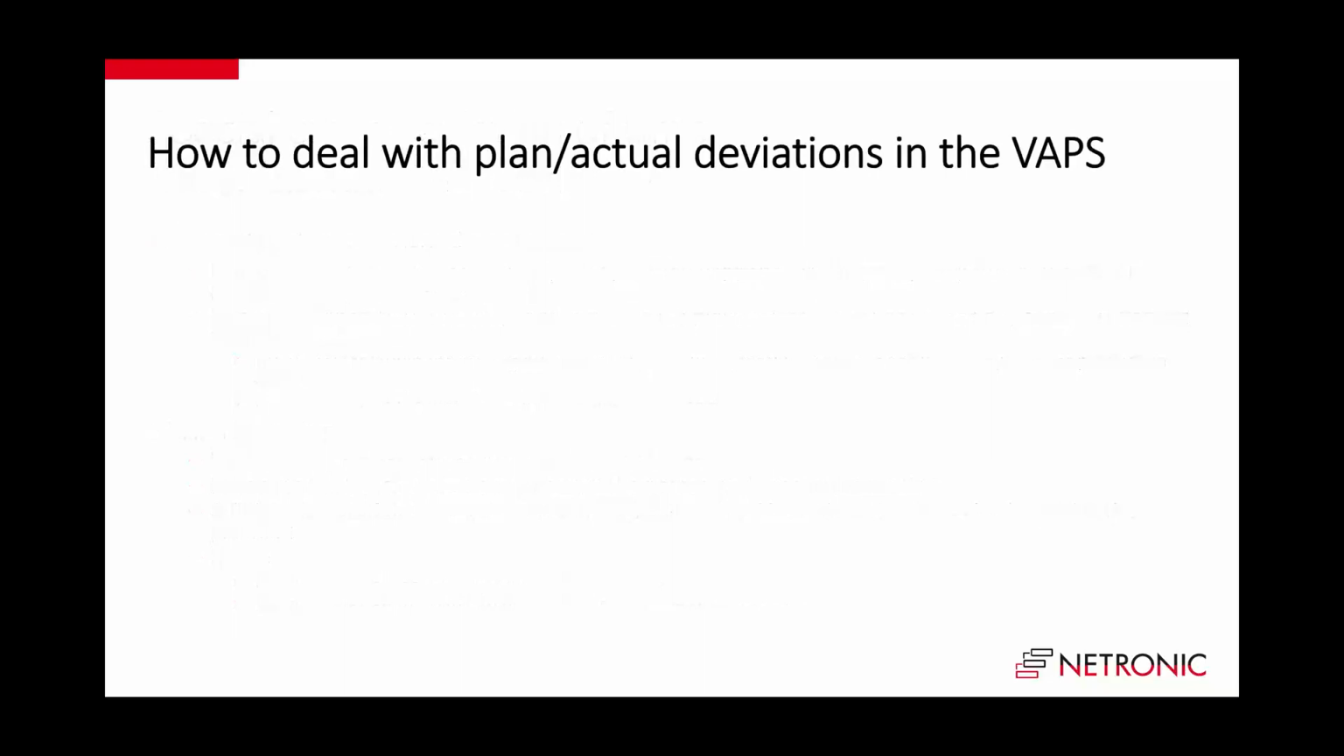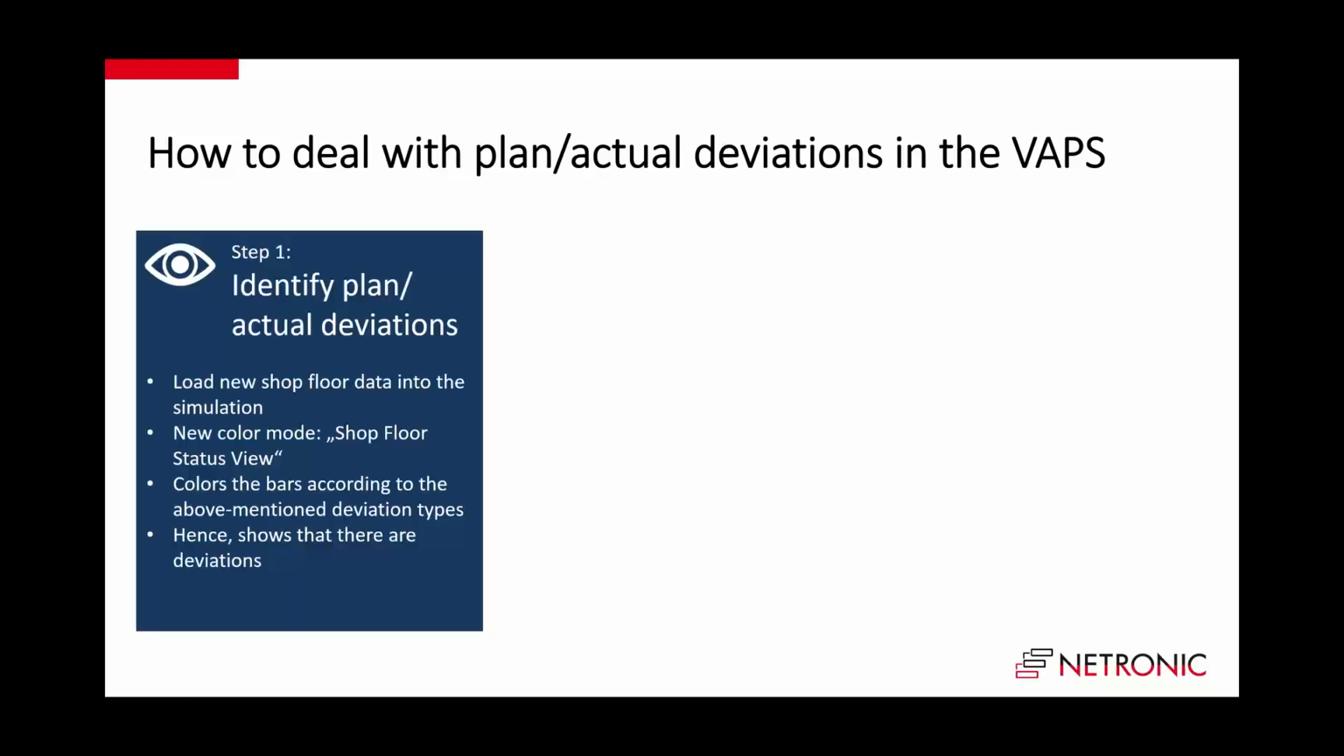So how do we deal with deviations between plan and actuals in the VAPS? These deviations between plan and actuals happen all day, every day. I don't know any customer who always executes as planned. So we implemented a 3-step process. And the first step is that we want to help you to identify the deviations between plan and actuals.